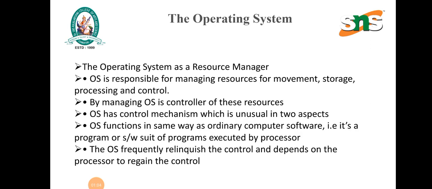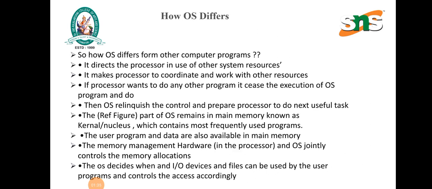Operating system is a resource manager. The OS is responsible for managing resources for movement, storage, processing and control. By managing, the OS is the controller of these resources. The OS has a control mechanism which is unusual in two aspects. The OS functions in the same way as ordinary computer software, that is, a program or suite of programs executed by the processor. The OS frequently relinquishes control and depends on the processor to regain control.